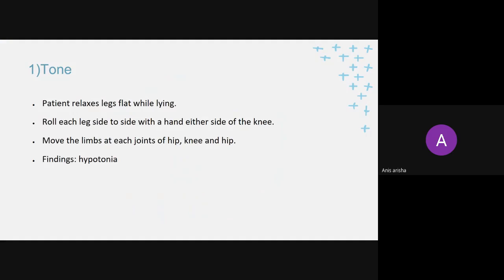Okay, so first we assess the tone. To assess the tone is similar to how we test for tone in the lower limb examination, where we want to see if there is any hypotonia.